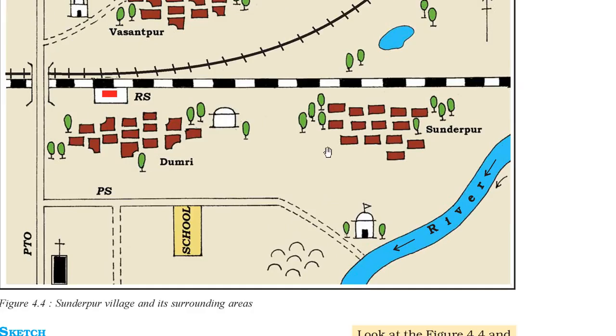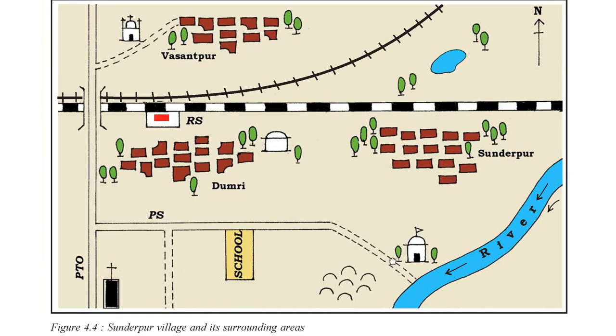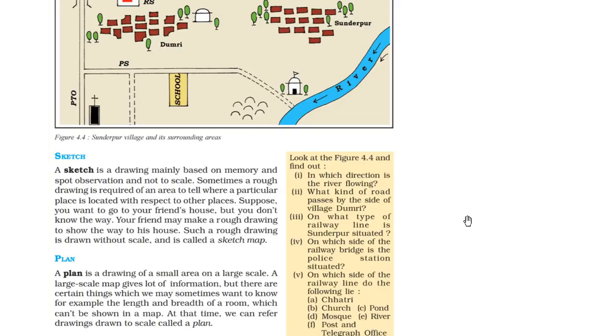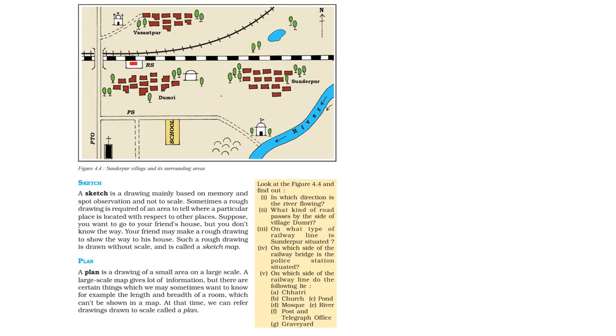So just have a look at this figure. Now, in which direction is the river flowing? First you have to find out where the river is. Okay, so this is the river and it is flowing in this direction. If you say north, south, east and west, where is it moving? It is moving in this direction, so it is southwest.